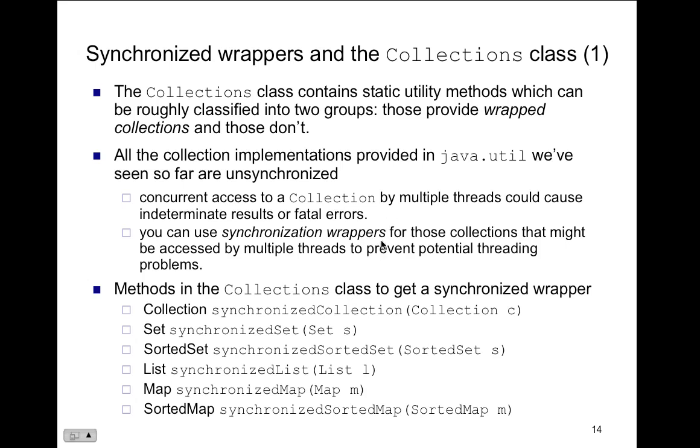If you do the 5th assignment, we have threads because we're running a ping pong game with multiple objects working simultaneously. You don't want the objects to hit each other. You want the objects to go on different rounds of ping pong. So yeah, but we're not actually going to address that. So you can use synchronization wrappers for those collections that might be accessed by multiple threads to prevent potential threading problems. Threading from deadlock, starvation, and you don't want threading issues.